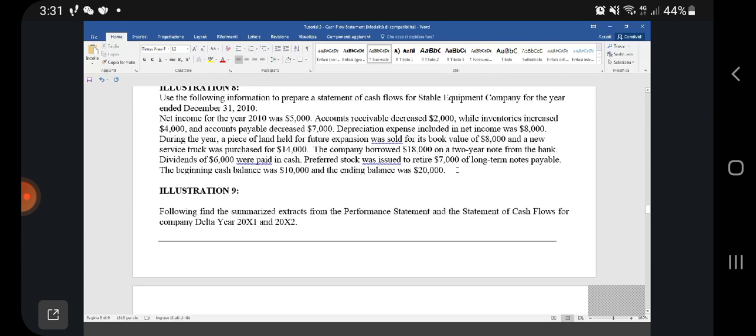So we have the net income, the accounts receivable, the inventories, the accounts payable, depreciation, how much we have sold the piece of land for, how much we paid to purchase a truck, how much we borrowed, and how much are the dividends. We have the beginning cash balance and ending cash balance as well. Based on this information, prepare a cash flow statement.